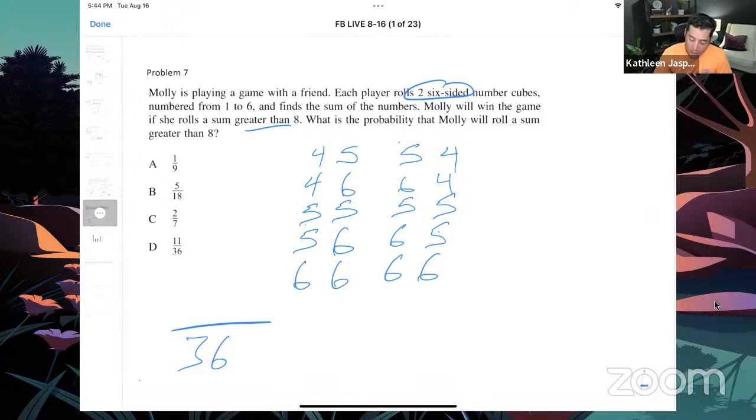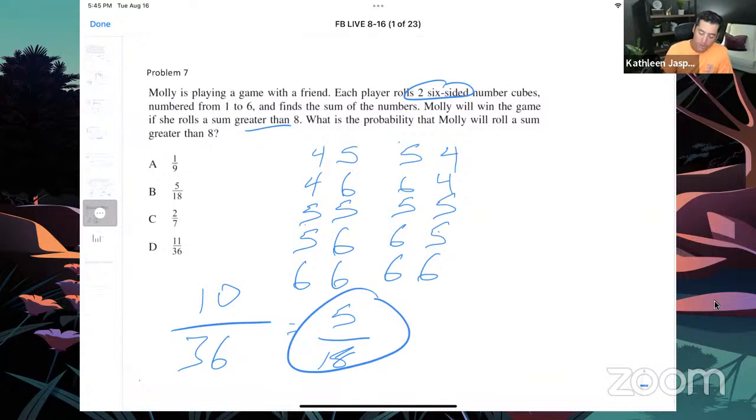So with 2 dice, you have the possibility of doing 10 combinations. See that? Each one of these is a combination. So I have 10 total combinations out of 36 that will give me a sum greater than 8. Simplifying, 2 is my common factor here. So dividing by 2 gets me 5 over 18. I can't do anything smaller than that. The probability of rolling a sum greater than 8 is 5 out of 18.